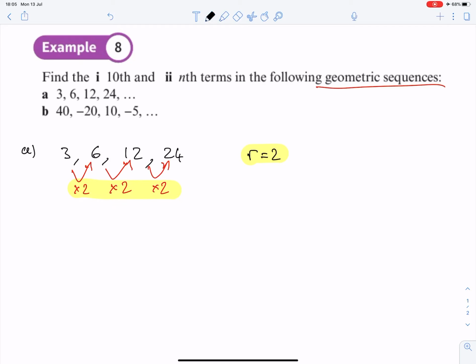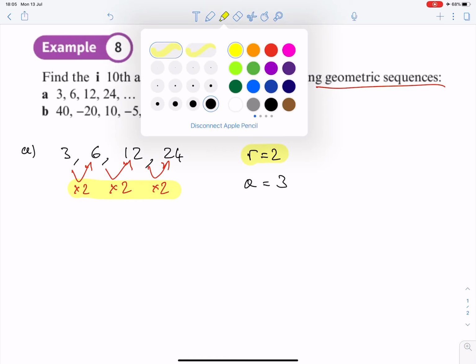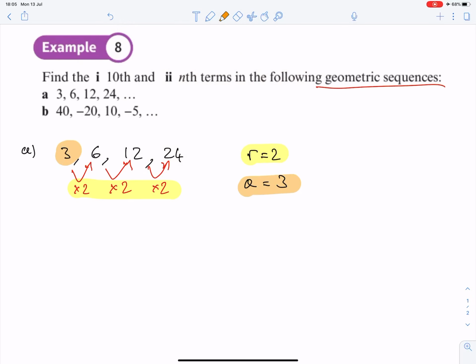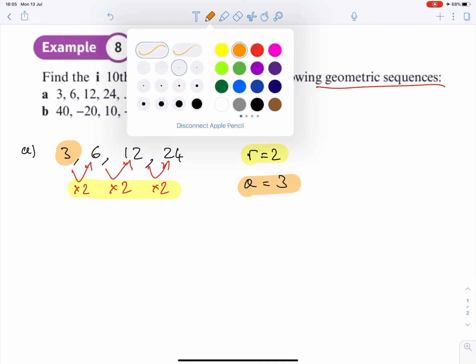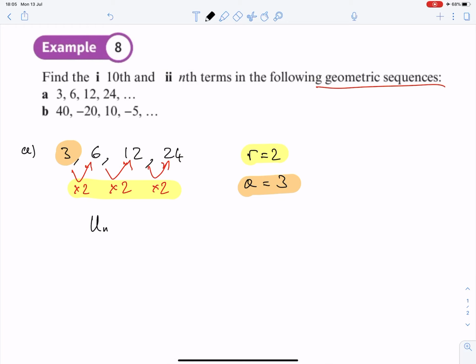and A is 3 because A is the first term. So we know then that the nth term, so Un, if we've learnt it, is A times R to the n minus 1, and now we can substitute in: A is 3 times R, which is 2, to the 10th term is what we want, 10 minus 1.